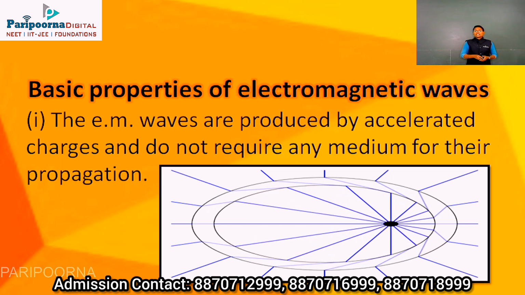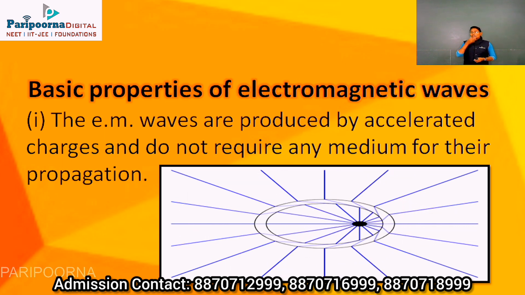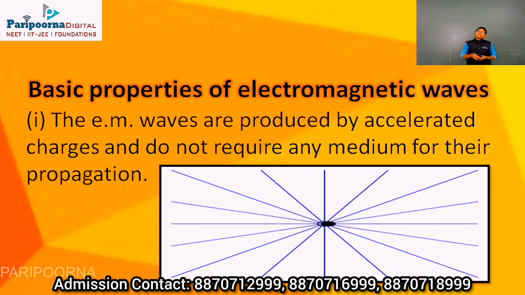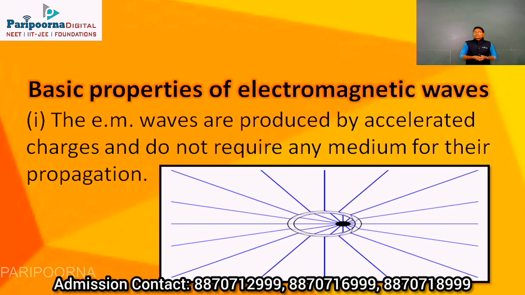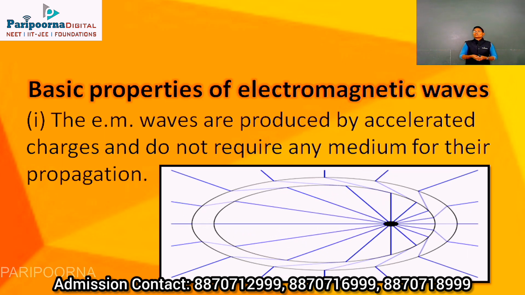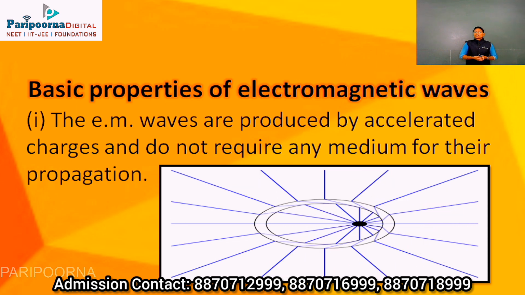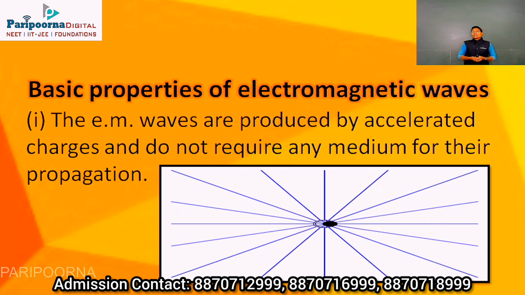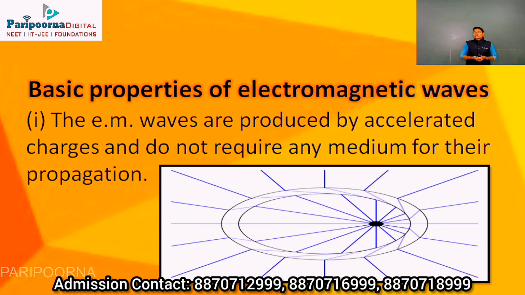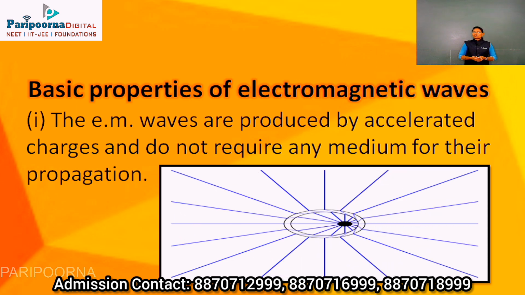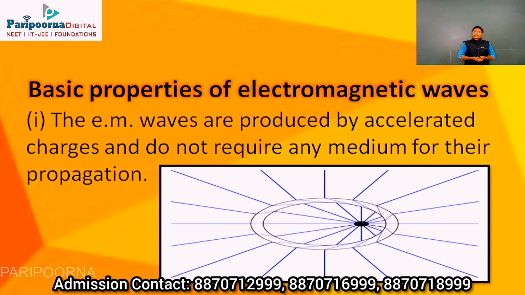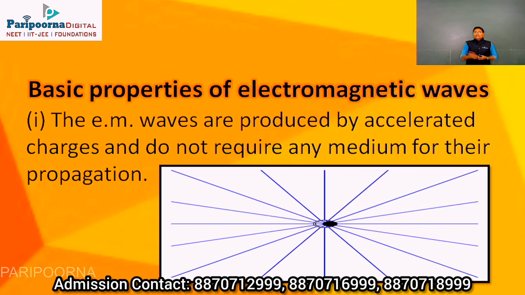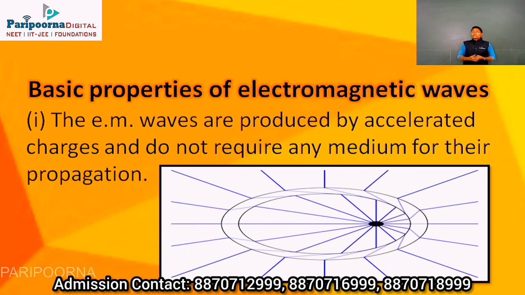Next we are going to see some basic properties of the electromagnetic waves. The first property is that electromagnetic waves, that is EM waves, are produced by accelerated charges and do not require any medium for their propagation. They will propagate in a vacuum; they do not need any medium to travel.